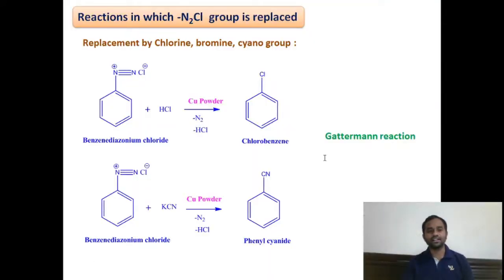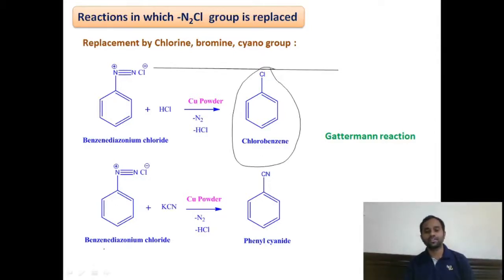And here is another reaction in which the N2Cl group is replaced by the chloro, bromo, cyano groups in a different condition. Here this benzene diazonium chloride is treated with hydrochloric acid in presence of copper powder. We will get this same chloro substituted benzene, or when we subject this benzene diazonium chloride to potassium cyanide in presence of copper powder, we will get this phenyl cyanide. This is a named reaction, that is the Gattermann reaction.